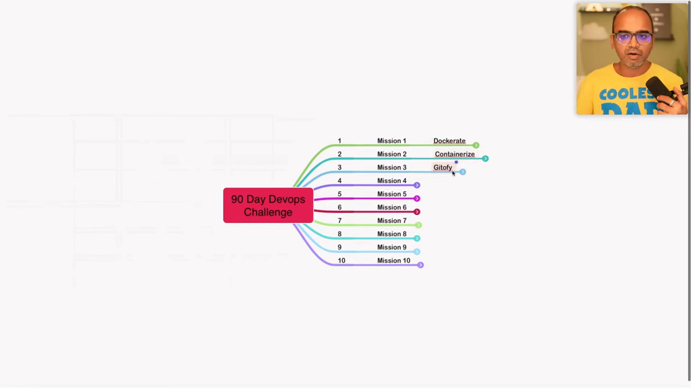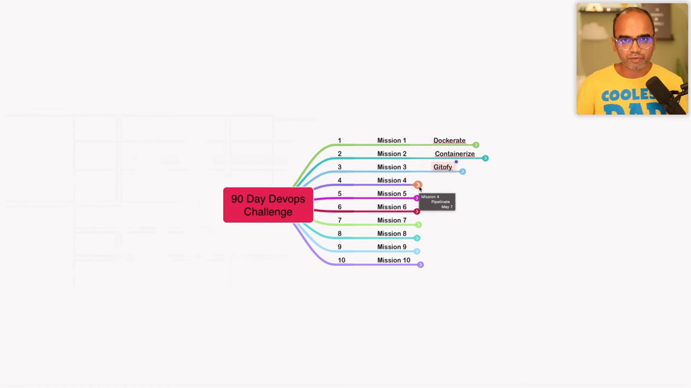Then we will start Gitifying. Gitifying is where we'll implement Git-based workflows. How do we set up collaborative workflows and branching models like we do in real organizations? So we'll implement that with pull requests, code reviews, and a trunk-based development model. So it's not just about basic revision control. We'll actually do stuff that is done in real organizations.